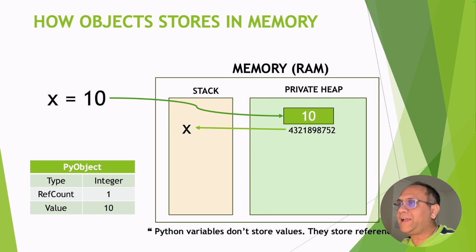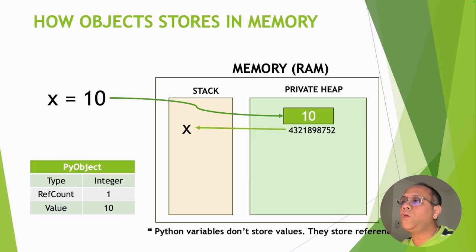This x actually does not store this object. Instead of that, it stores the memory address of this particular object. So that's why it is said Python variables don't store values, they store references. You see that when x is storing the reference of this particular object, this reference count becomes 1.